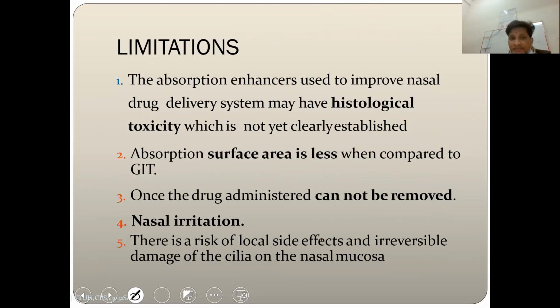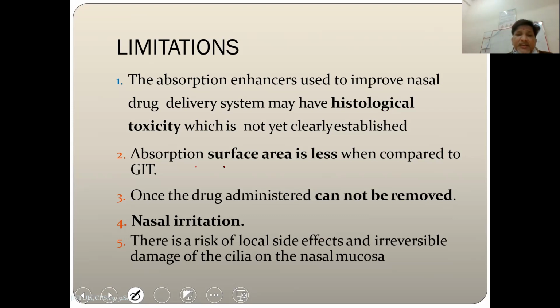What are the limitations? The majority of aqueous-based specialty drugs have preservatives, and these preservatives can have a harmful effect on the cilia, the microvilli of the nasal cavity. The drugs usually use preservatives like methyl paraben or propyl paraben, and a variety of other preservatives are also used, which are especially detrimental to the cilia of the nasal cavity.